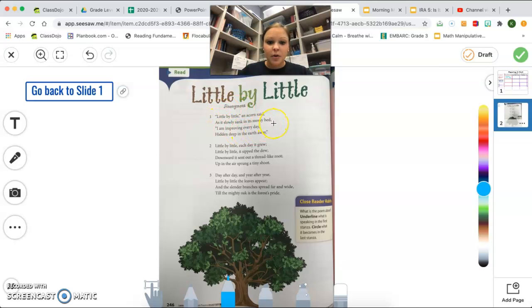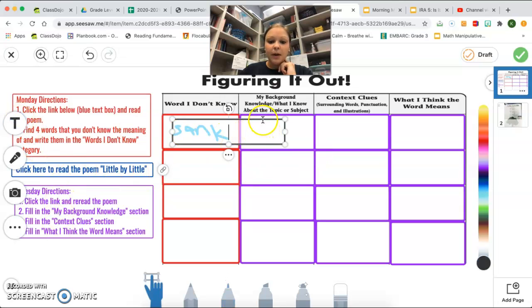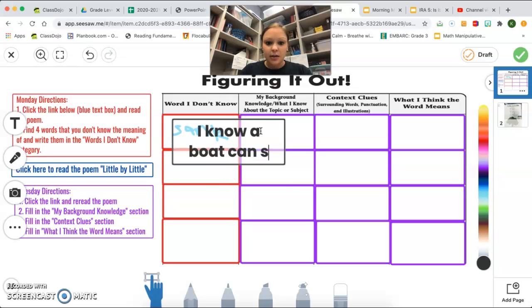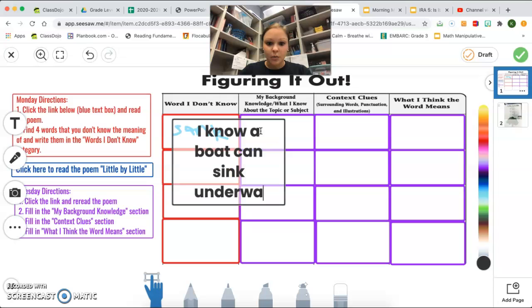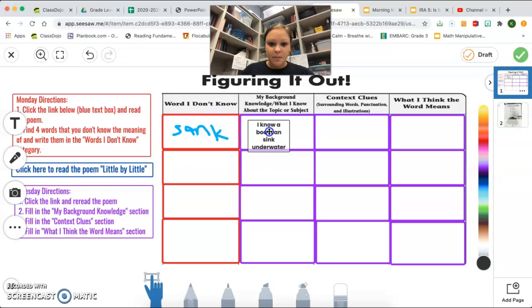So for example, you could say, I've heard the word sank before. I remember that when I used that word, I was talking about a boat sinking underwater. So I'm going to write, I know a boat can sink underwater. I'm going to put that in the background knowledge box.